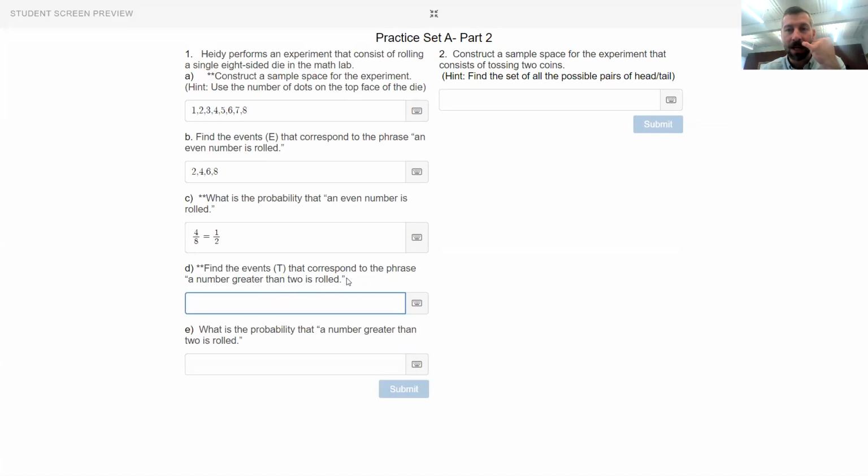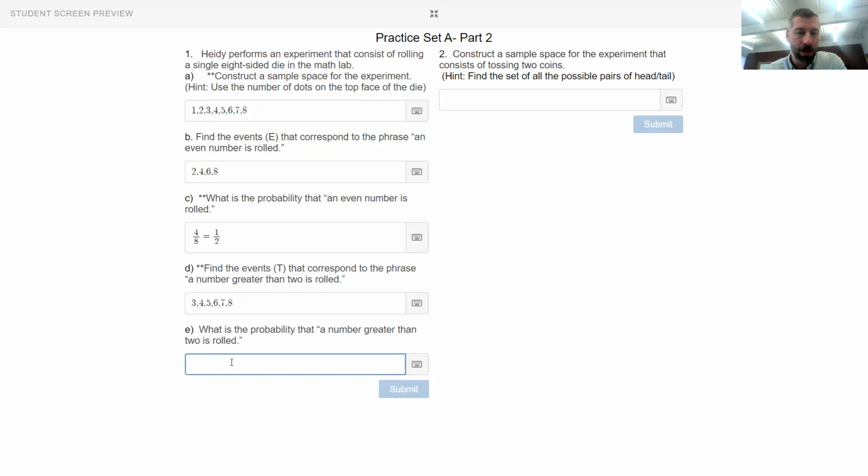And now let's do D and E. Find the total events that correspond to the phrase, a number greater than 2 is rolled. Okay, well, how many of these are greater than 2? Not greater than or equal to, just strictly greater than 2. So we've got 3, 4, 5, 6, 7, 8. Those are our events that are greater than 2.